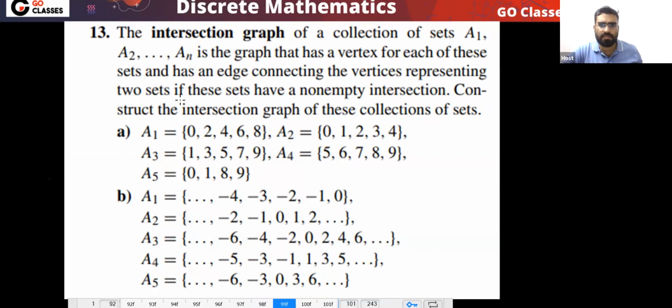The intersection graph. In this intersection graph, you have a collection of sets. These are the vertices, and you will have edges connecting the vertices representing two sets if their intersection is non-empty.